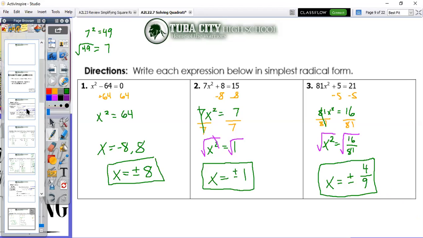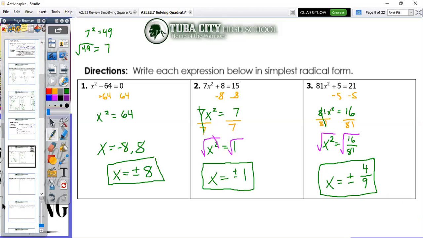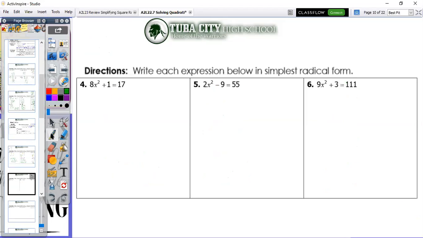And we are done with this one. All right, moving on to the next set.